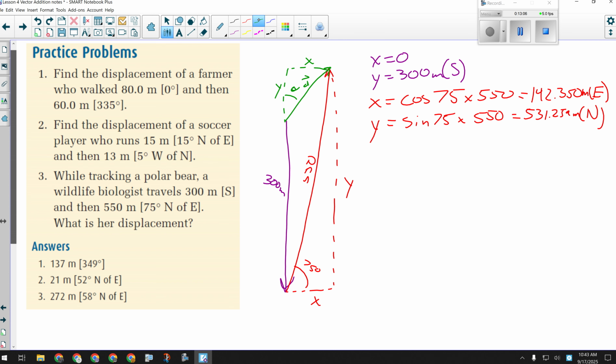So when I'm solving for the green triangle, my life's a little bit easier. I know that green x is the same as red x. This bottom side and that top side have to be equal. So that's just going to be 142.350 meters east. And then for the y, I've got 300 meters south, so I'm going to go negative 300 plus 531.259. That's the amount I went north. That'll give me a positive number, meaning that yes, in fact, y is north.